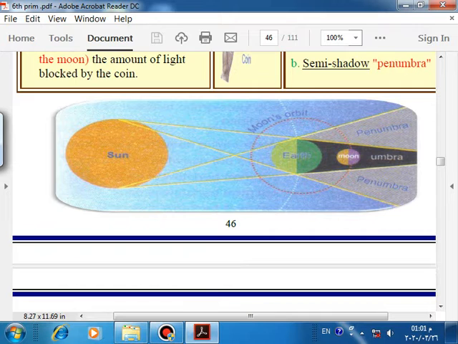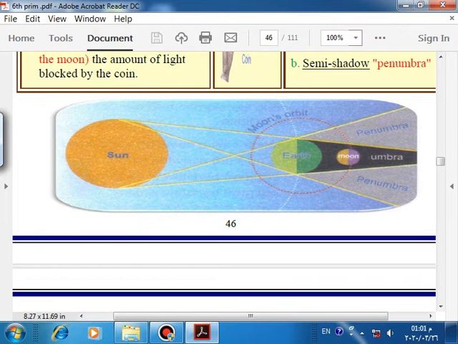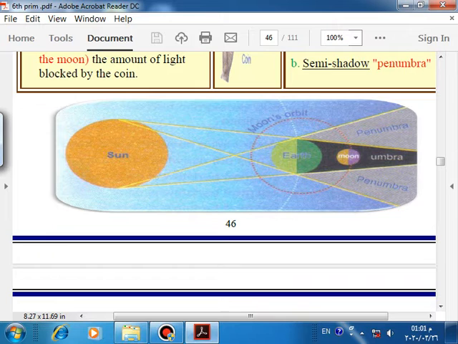As we see in this picture, Sun, Earth, Moon are on one straight line with the Earth in the middle. The Earth hides the sunlight from reaching the Moon, casting its shadow on it.